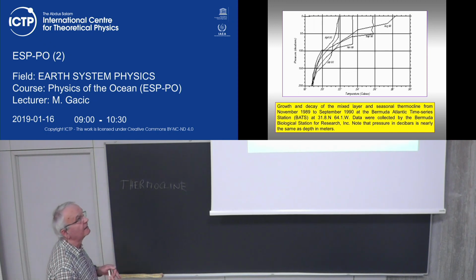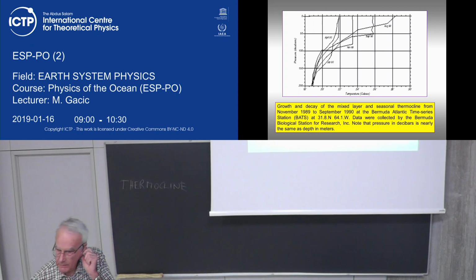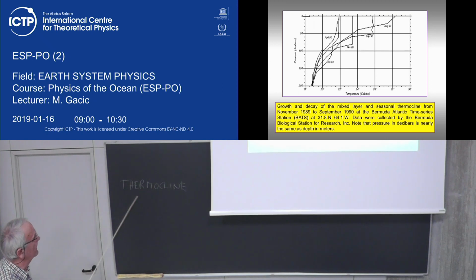And then finally, we have a deep homogeneous layer, where the vertical mixing does not come into play, and where the temperature remains more or less constant. Obviously, we are always talking in a first approximation of constant. So the thermocline is the depth where we have a strong vertical gradient of temperature.